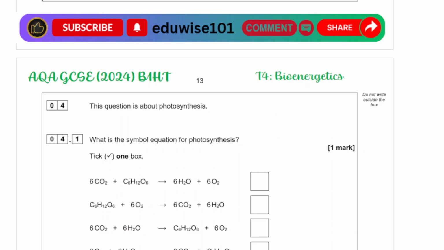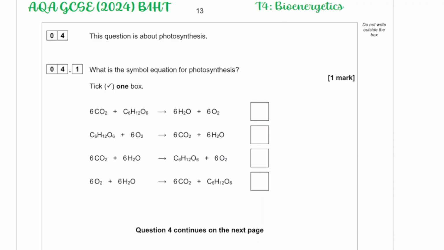That should be carbon dioxide plus water to give you glucose and oxygen, which looks like it's a third one. It is balanced as well.